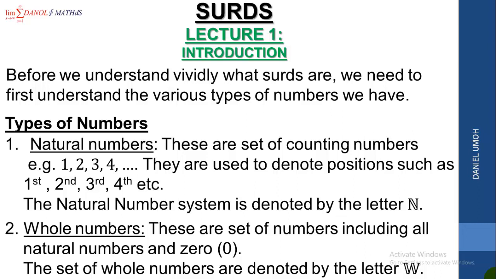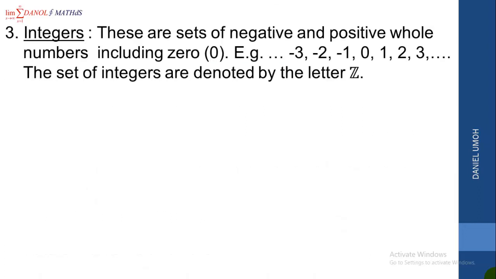We have the set of integers. Integers are a set of negative and positive whole numbers, including zero. Examples of integers include -5, -4, -3, -2, -1, then 0, 1, 2, 3, 4, and so on. So the set of negative and positive whole numbers are known as what? Integers. So the set of integers is denoted by the letter Z.